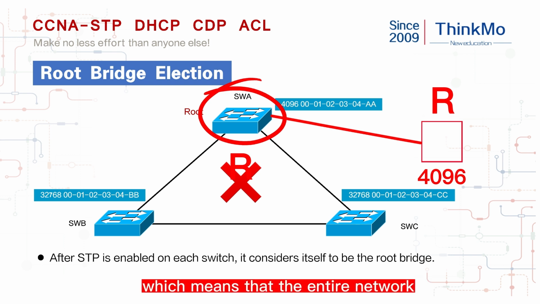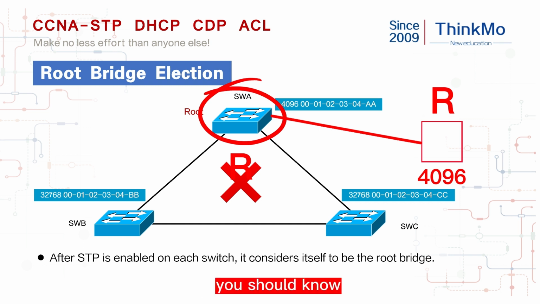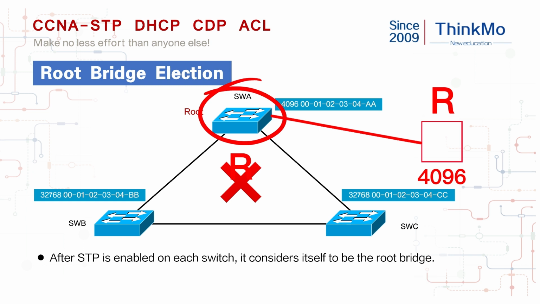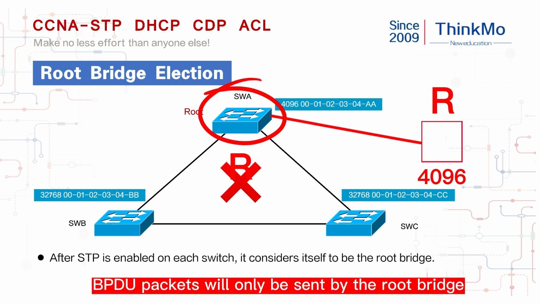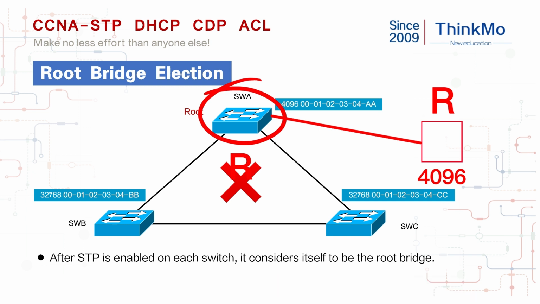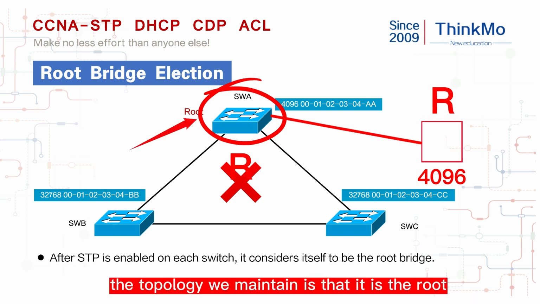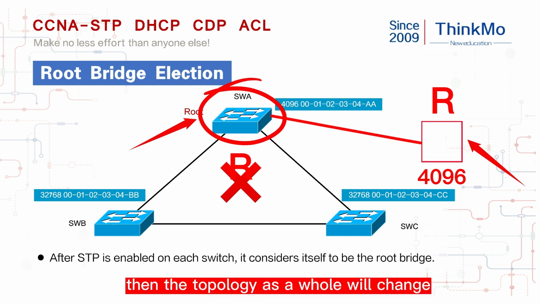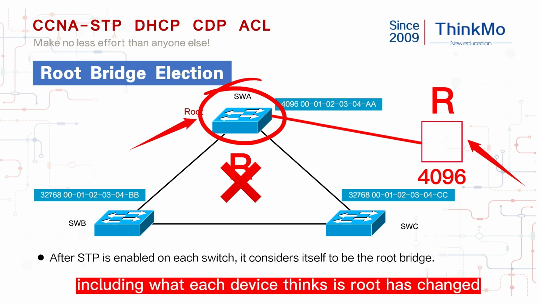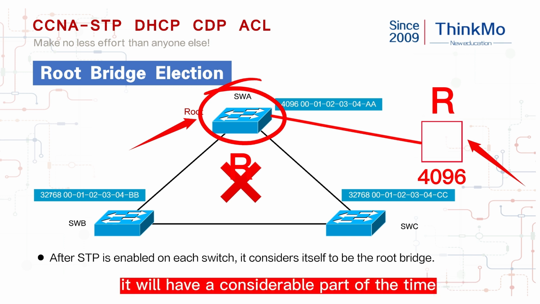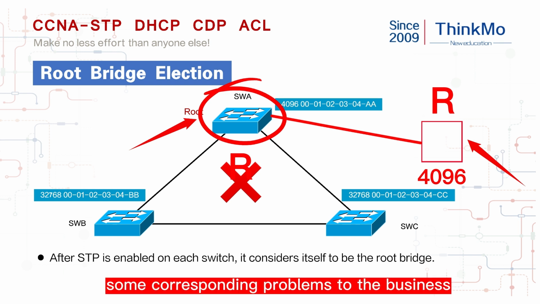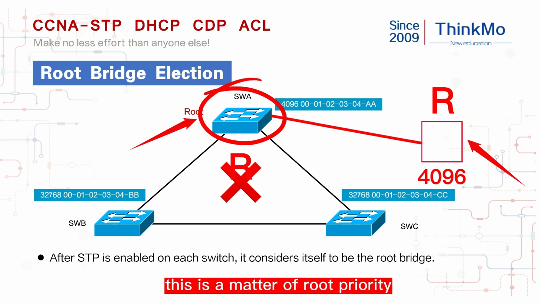Which means that the entire network topology will change. You should know that after the entire network topology is stable, BPDU packets will only be sent by the root bridge. Originally, the topology we maintain is that it is the root. Suddenly a device came in and took the place of the root. Then the topology as a whole will change, including what each device thinks is root. It will take a considerable amount of time and will bring some corresponding problems to the business. This is a matter of root priority.